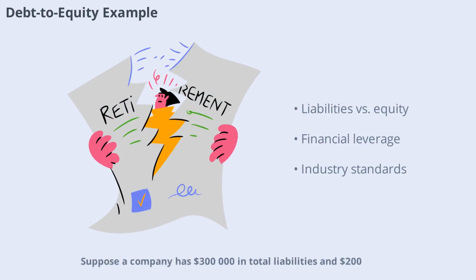Suppose a company has $300,000 in total liabilities and $200,000 in shareholders' equity. The debt-to-equity ratio is $300,000 divided by $200,000, which equals 1.5. This means the company uses $1.50 of debt for every $1 of equity. A higher ratio can signal higher risk, but it's important to compare with industry standards. Next, let's look at the interest coverage ratio and why it matters.